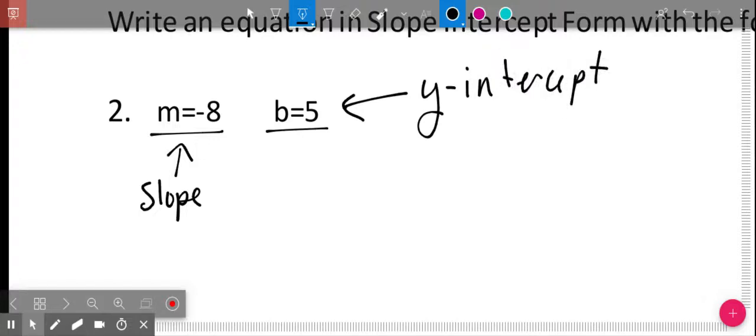Okay, anytime we're given the y-intercept, we can automatically write it in slope-intercept form. So y equals mx plus b. All I have to do is plug in, because everything's already labeled.